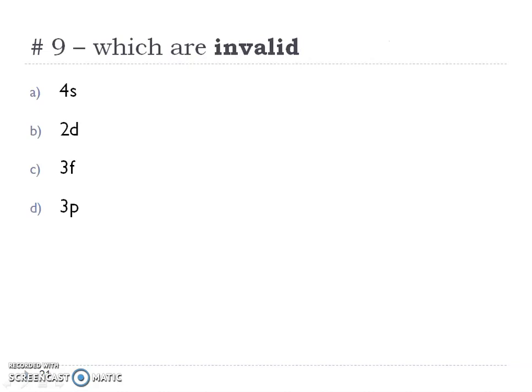9, again, which ones are invalid? I'm going to give you a hint that there are more than one. So A, B, C, D, there's not going to be one answer, but there's going to be 2, 3, or 4. And in this case, B and C are invalid. So hopefully this makes sense because there's no D in the second energy level and there's no F in the third energy level.